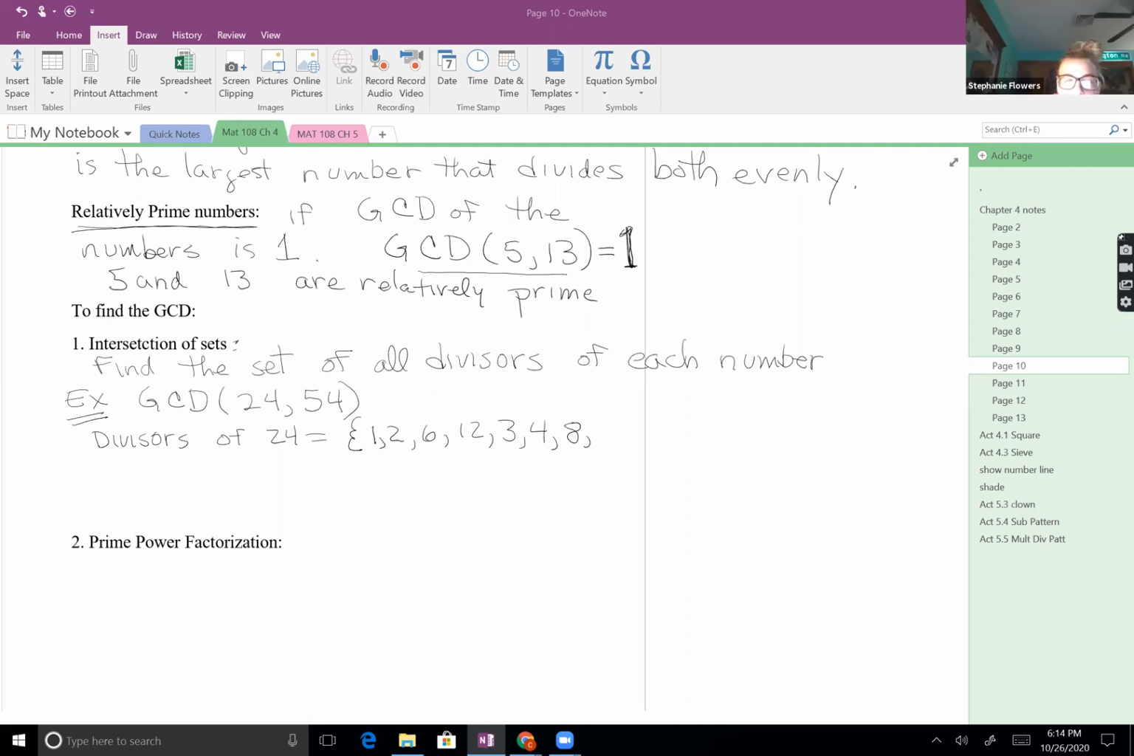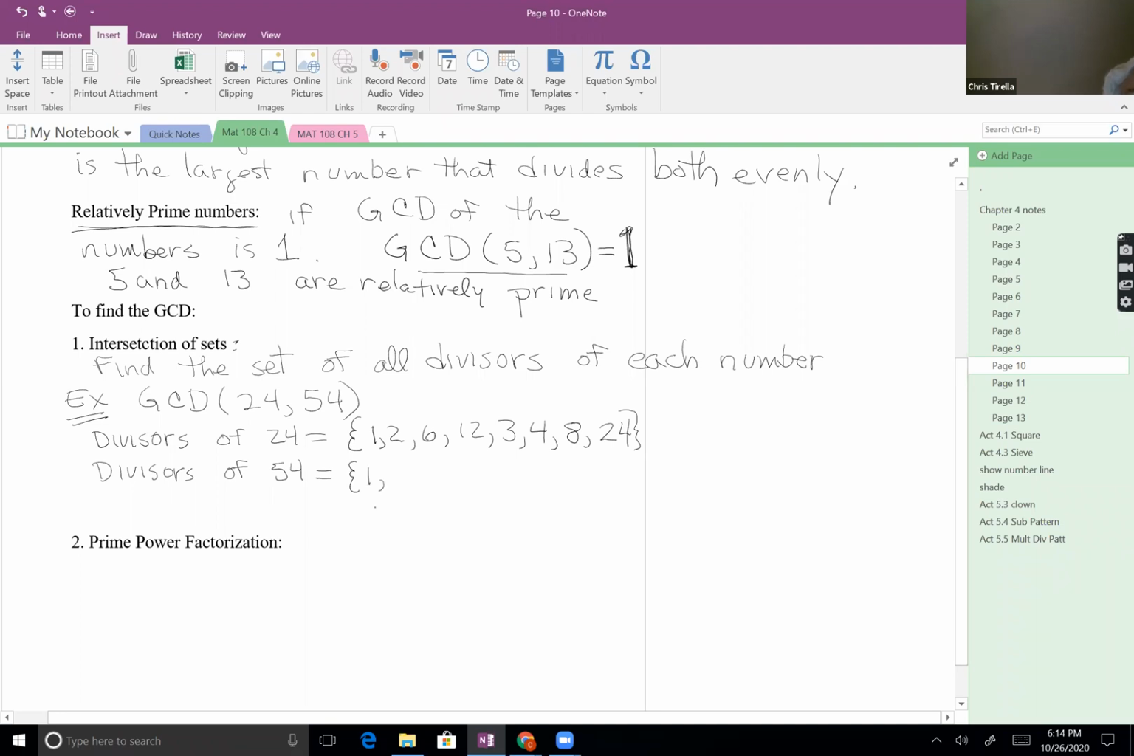Does 9 divide 24 evenly? 9 goes with 54, yes, but not 24. Right. How about 24 though? Doesn't 24 divide 24 evenly? Yes. I think that's it. So now let's list the divisors of 54.